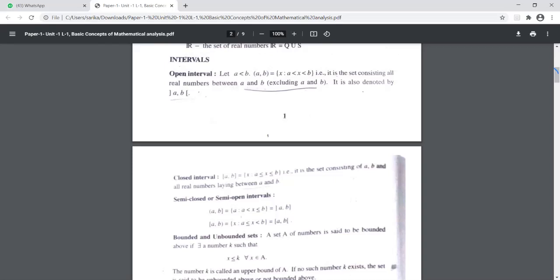Closed interval. A closed interval is defined as [a, b], x such that x again lies between a and b, where a and b are included in it. So we will count a and b also in this closed interval, whereas the lower and upper limits are not counted in the open interval.